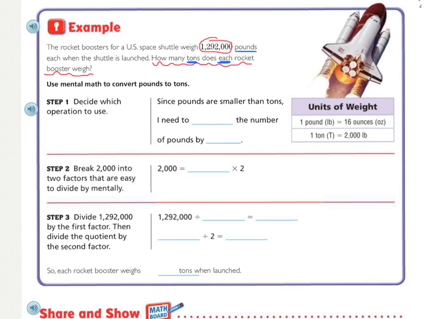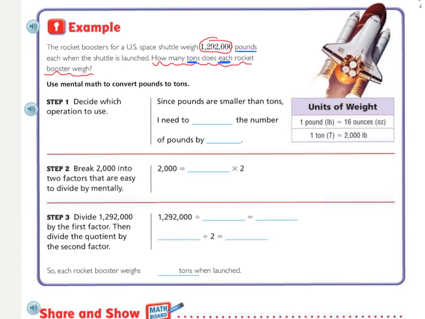Alright, I squiggle underlined the question, how many tons does each rocket booster weigh? I circled the important number of 1,292,000, and then I straight underlined the clue words of pounds and tons to know that we're working with two different weight units, and then the word each.